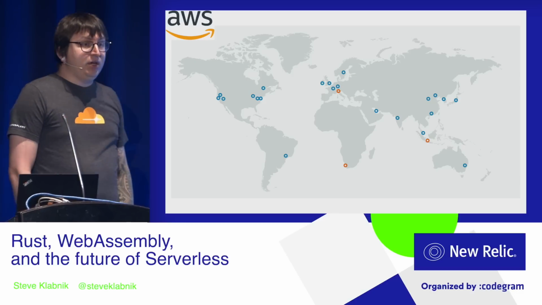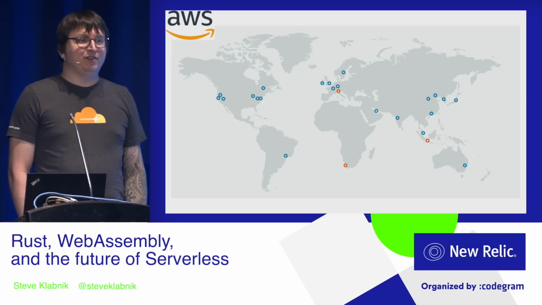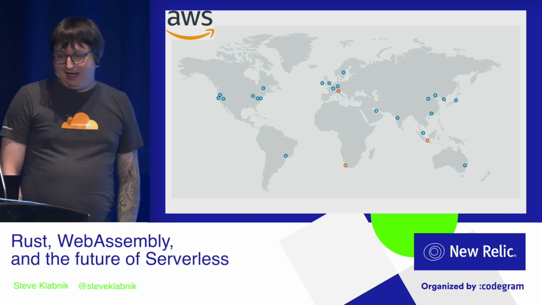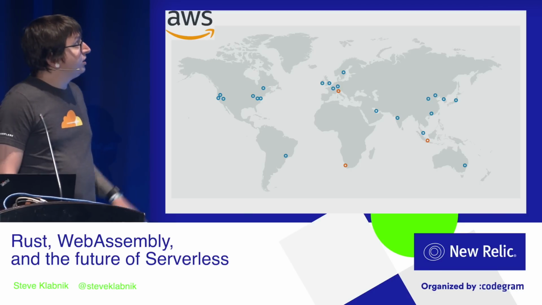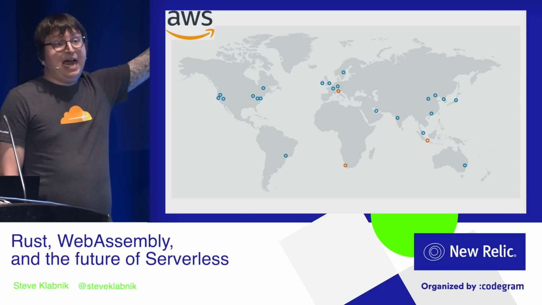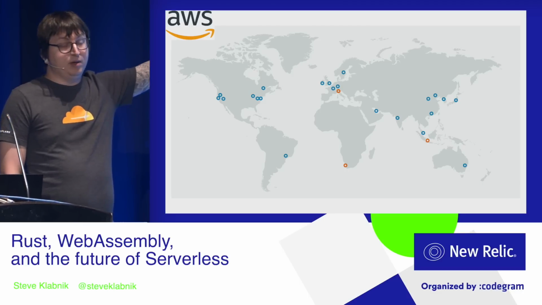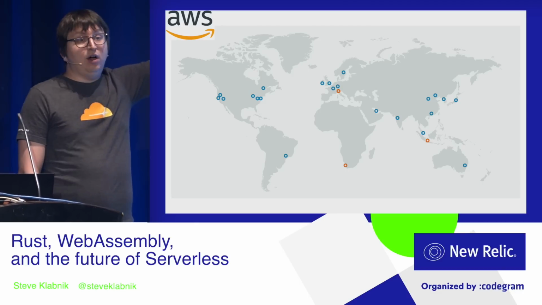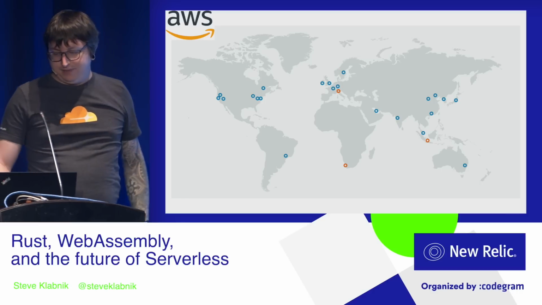Here's a list of AWS locations. There are 69 of them, according to AWS's website, and they're planning on some more. So if you are a user, say you're in West Africa, and you want to use something that's on AWS, then you've got a long way to go to get to wherever your code is actually hosted.